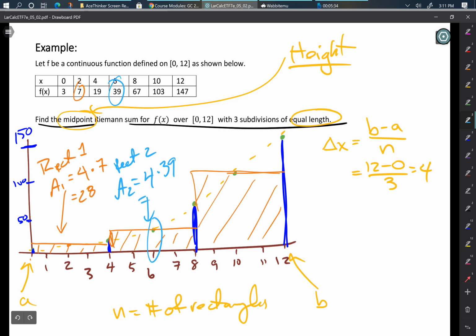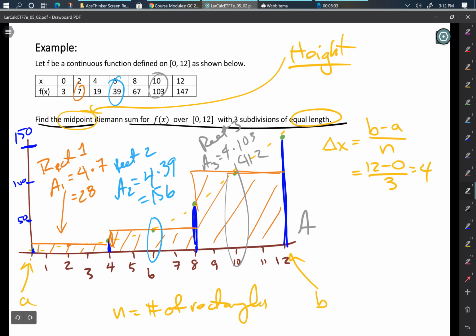39. Let's see, 4 times 40 would be 160. So 4 times 39 is 160 less 4, so 156. And then my third rectangle over here, rectangle number 3. The area of rectangle number 3 is going to be base 4 times height. The height is the height at 10. f of 10 is 103, so 4 times 103, which is 412.